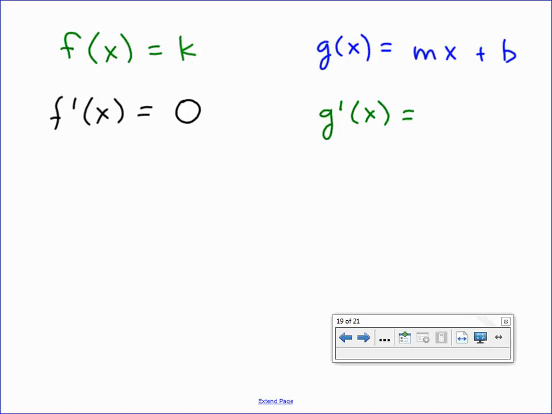Paige, what did you get for that? For your second function, your linear function? Oh, negative 2. Negative 2, right? In each case, the derivative value is which part of your original function? Slope. The slope. And so if g of x is given by mx plus b, then g prime of x equals m. And that'll be part of your assignment tonight.